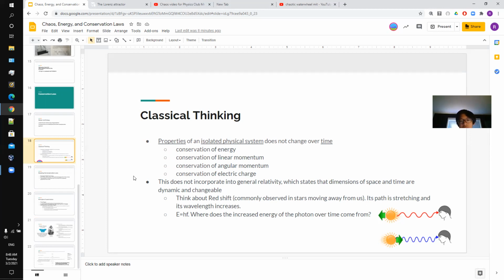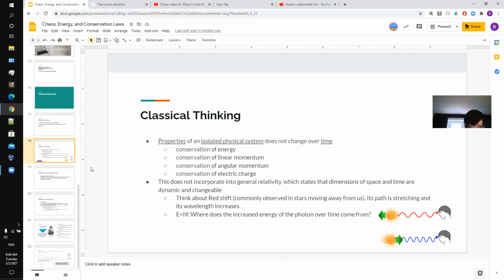And think about this: since light speed is the same, when you stretch out the wavelength, the frequency should decrease, and so its energy should change because its path is stretching. So where does this change of energy come from? It's certainly not conserved, because if we use the classical terms, the energy equals the Planck constant times frequency. It would not be conserved.